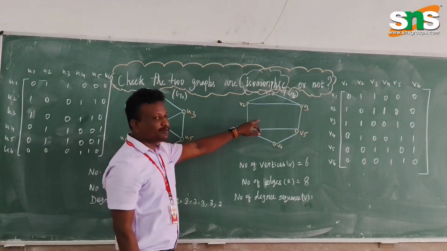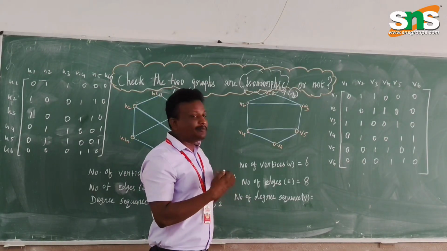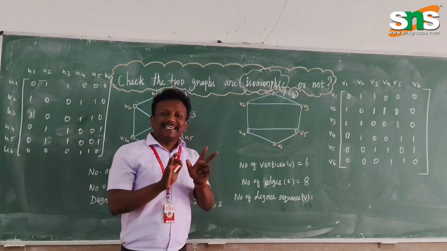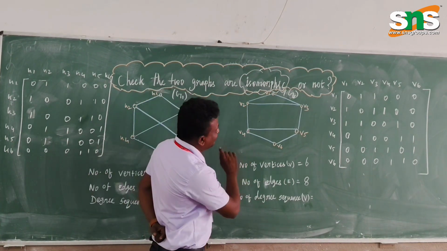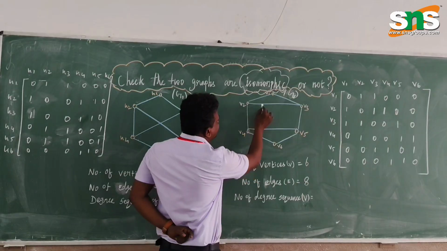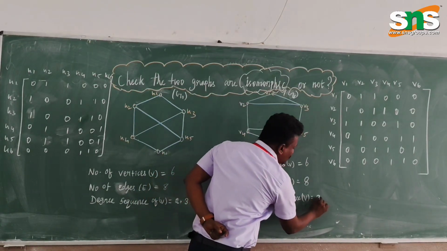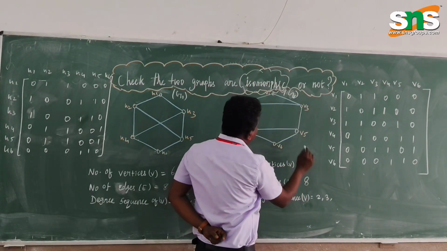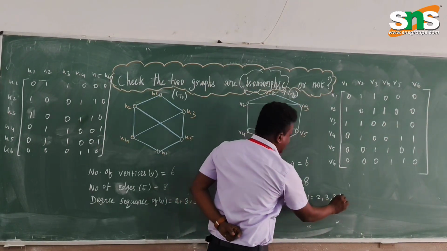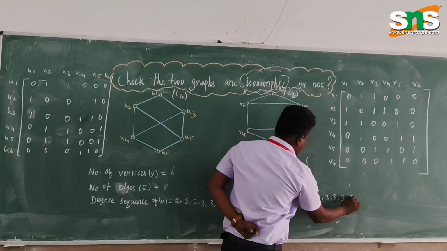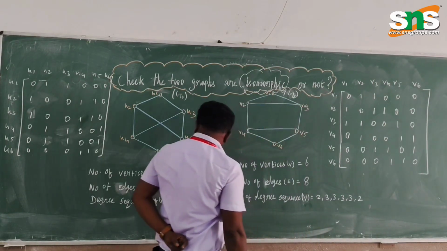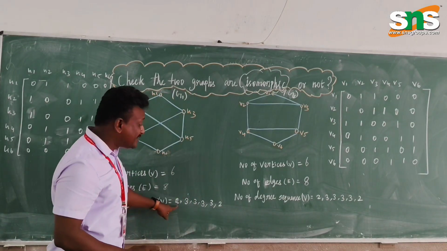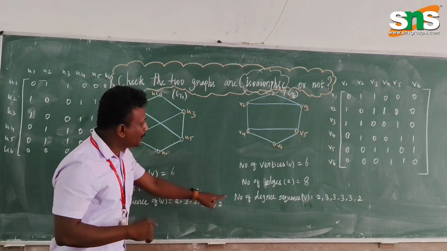Let me come to graph 2. If this graph also has the same degrees, then it satisfies three conditions. Let me check. The degree of V1 is 2. The degree of V2 is 3. The degree of V3 is 3. V4 is 3. V5 is 3. And V6 is 2. Now let me check whether both graphs have the same degrees. Exactly, both graphs have the same degrees.